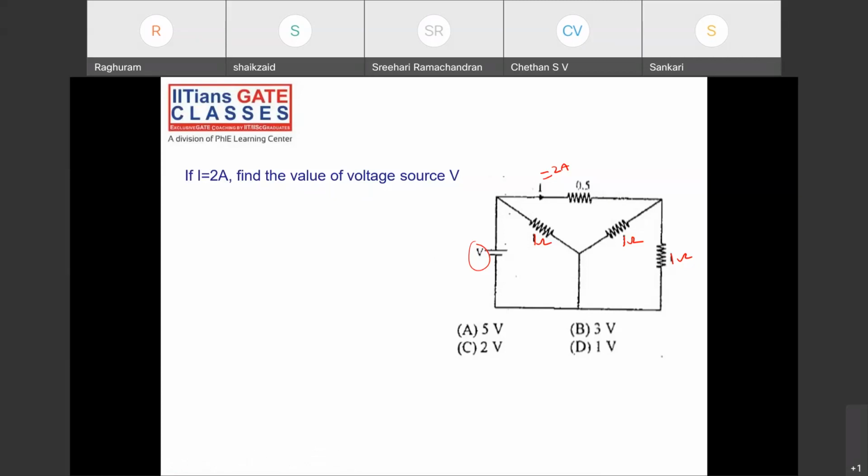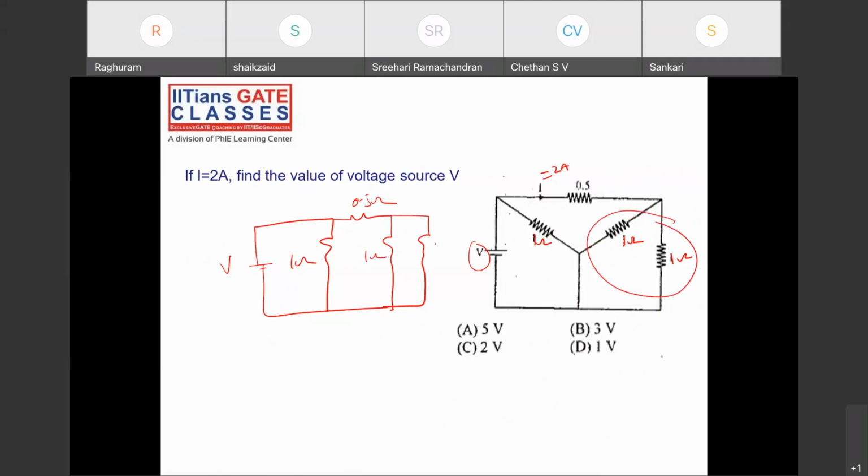Yes, 2 volts. Right? Is it clear how it's 2 volts? Let me redraw the circuit. If this is V, this is 1 ohm, 0.5 ohms. See, these two are in parallel, 1 ohm and 1 ohm. The current here is 2 amperes, right?